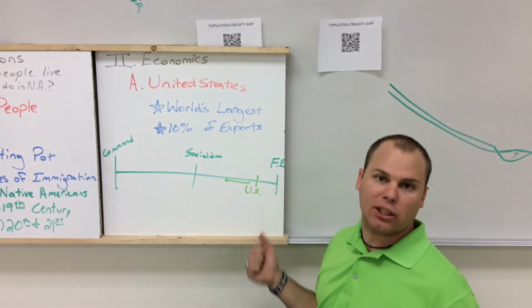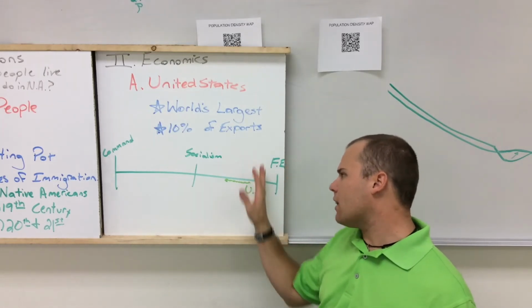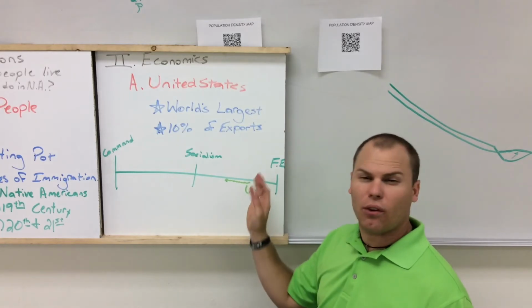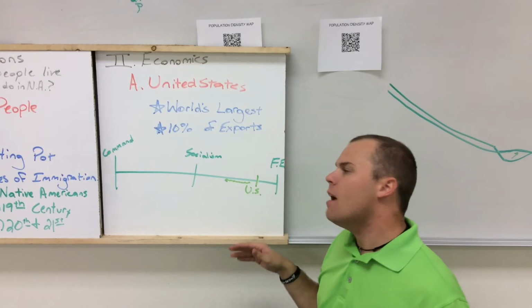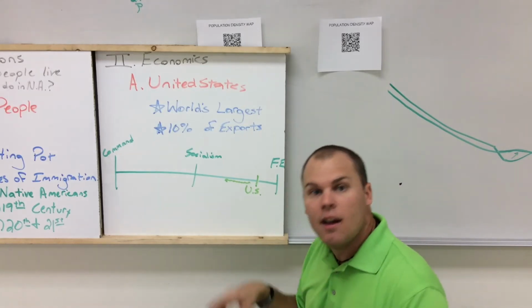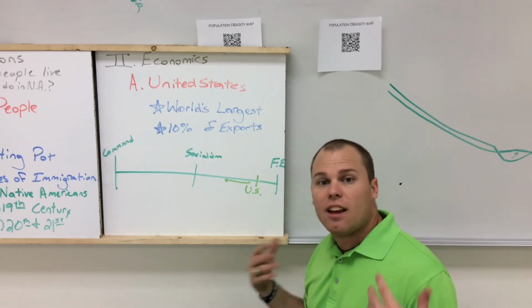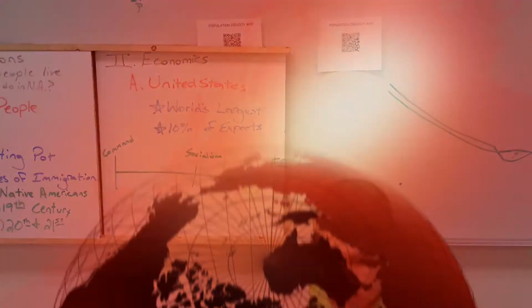And on the economic spectrum, you've got command on the left, socialism in the middle, and free enterprise on the right. The United States is still a little bit closer to free enterprise, but we are consistently moving more and more towards this direction based off of the decisions that the government's making in regards to things like healthcare, how much money they're putting into the economy, and companies that they're buying over and those sorts of things.